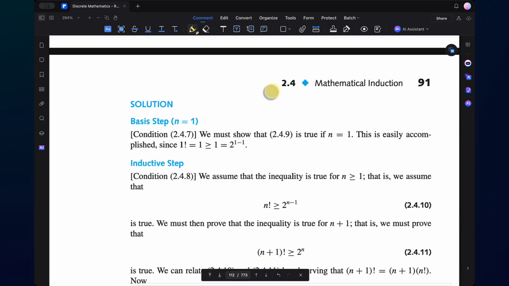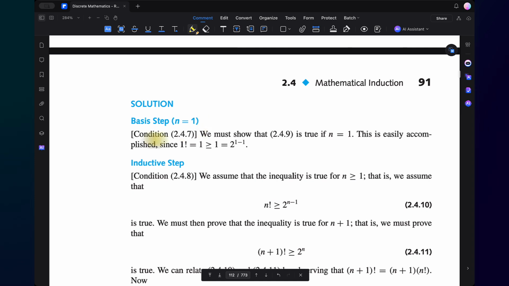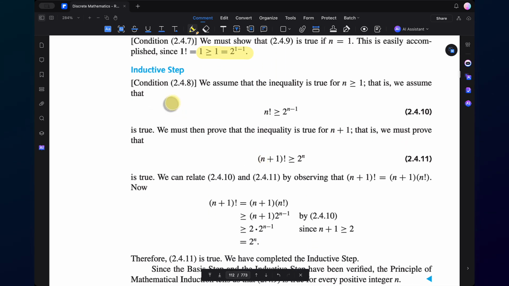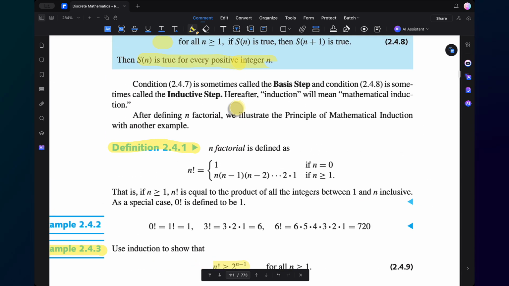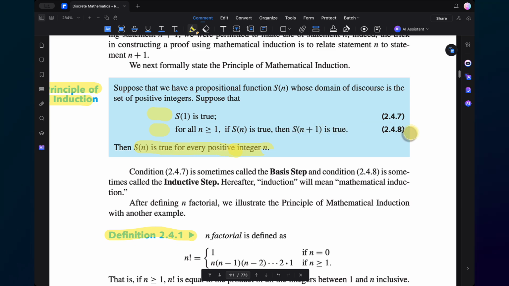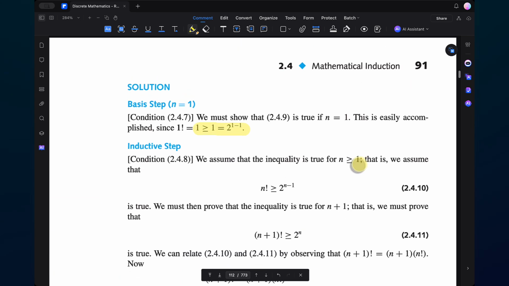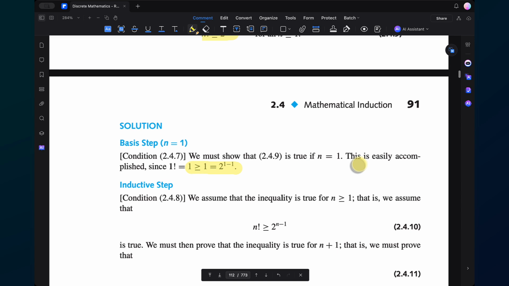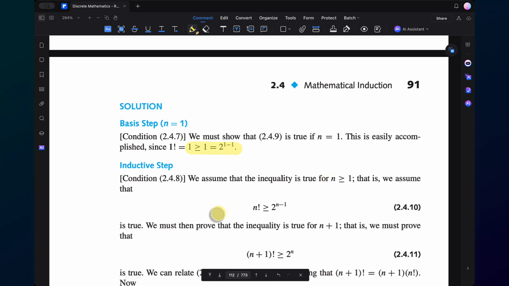All right, so the basic step, that's when n equals 1, we must prove the formula is correct when n equals 1. So to do this, it's a simple calculation to show that 1 factorial is 1, and in fact that is greater than or equal to 2 to the 1 minus 1, which is 1. Okay, now here's condition 2.48. So they're talking about this condition right here, and they refer to it as the inductive step, okay?